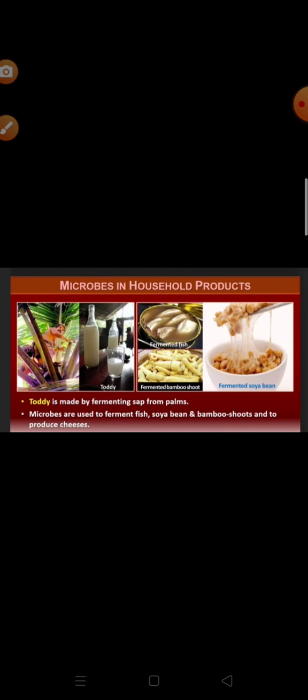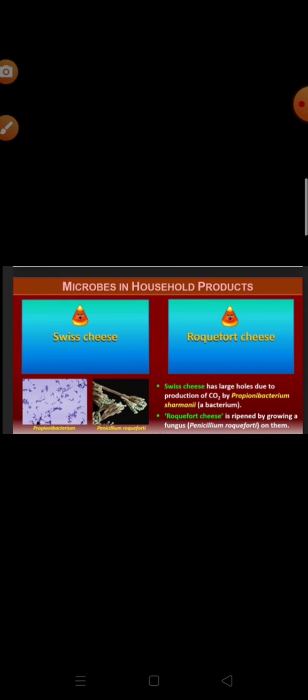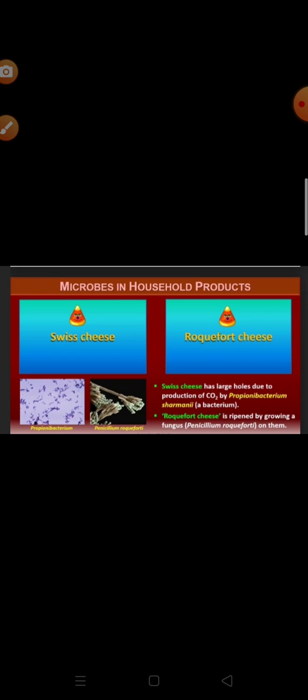Now toddy, you know, it is a traditional drink of southern India. The people of southern India take toddy, and how is this toddy made? It is made by fermentation of sap from the palm trees by using different types of bacteria. And cheese is also formed by partial degradation of milk by different microorganisms. Swiss cheese, you have heard the name.